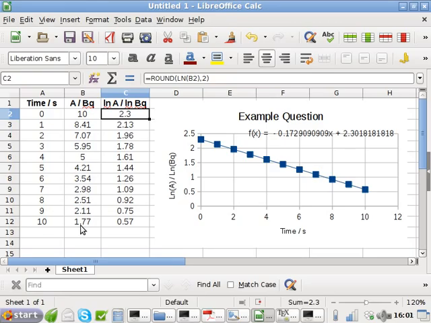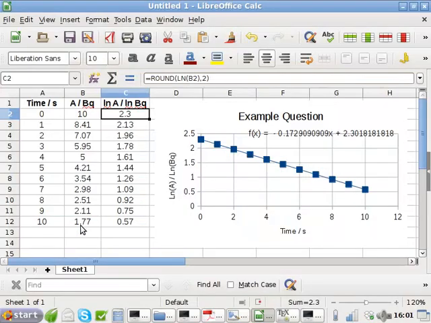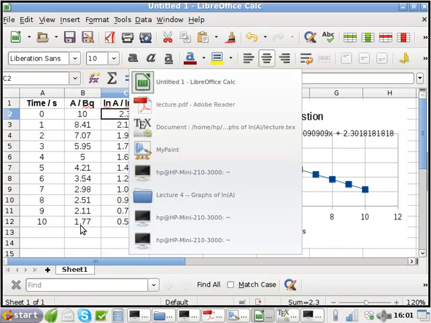You get it? Right, so as you were saying, the N is the activity divided by lambda. So what's the initial activity? 10. And what's the lambda? 0.173. So the value you get when you divide is 57.8. Did you write that down? 57.8, have you got that? Okay. So last part here.